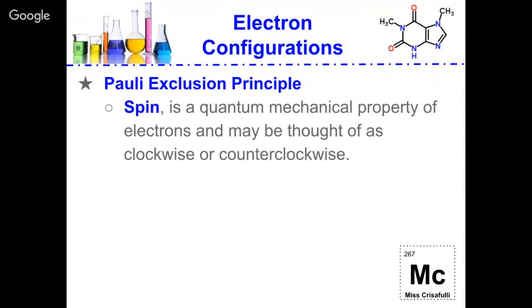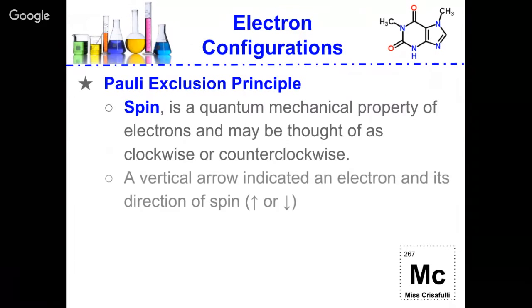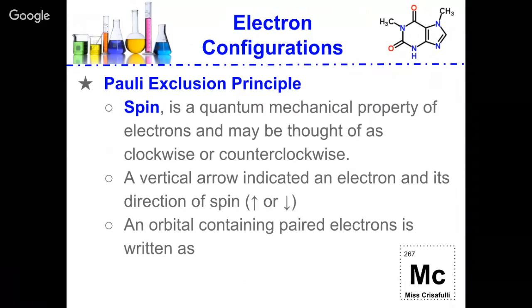That means that spin is a quantum mechanical property of electrons and may be thought of as clockwise or counterclockwise. So a vertical arrow indicates an electron and its direction of spin. If it's up, it's positive 1/2, and if it's down, it's negative 1/2. So an orbital containing paired electrons is written as a box like this with one arrow facing up and the other one facing down.